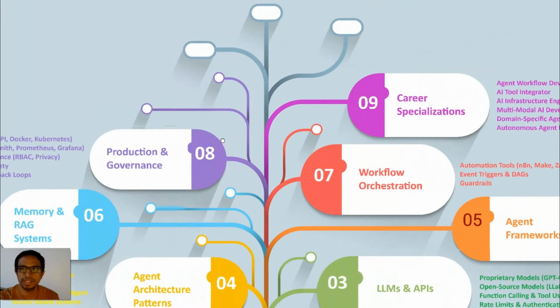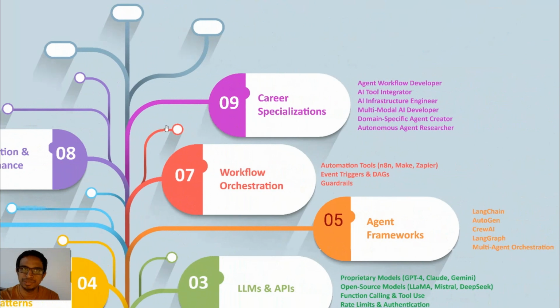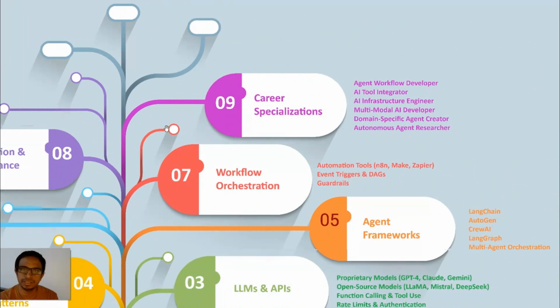Phase 9 is career specialization, which you can pick after these learnings, and that could be an agent workflow developer, an AI tool integrator, AI infrastructure engineer, multi-model AI developer, domain specific agent creator, or autonomous agent researcher. So these are some of the career specializations which you can pick from and learn about.